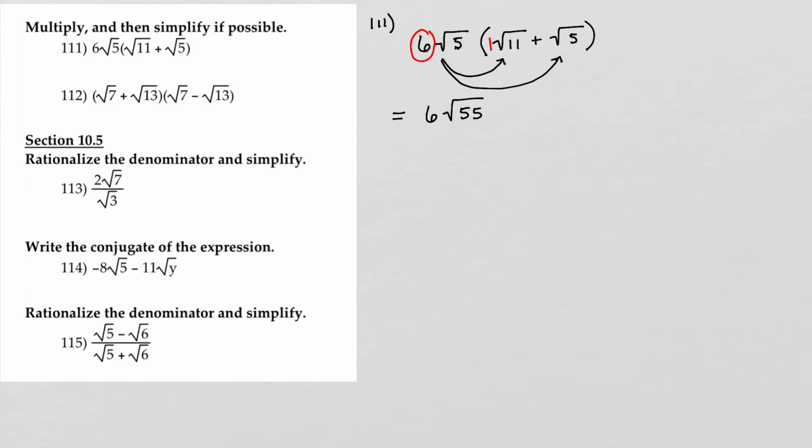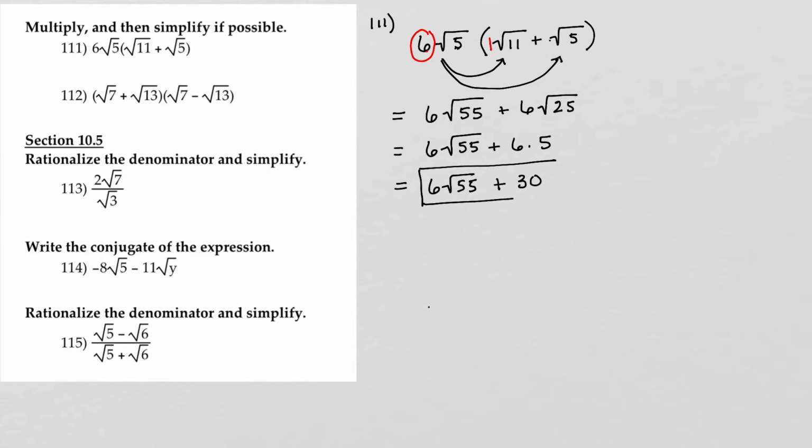Now I'll distribute to the next term, and it's 6 times another 1 in front, so that's going to be a plus 6. And the square root of 5 times the square root of 5 gives me the square root of 25. And then I look to see what I can simplify. So the square root of 55, that's just 5 times 11. There's no way to break that down to a perfect square times another number, so that's just going to stay 6 times the square root of 55. And then I have 6 times the square root of 25, and since 25 is a perfect square, that's equal to 5, and I can write my final answer as 6 times the square root of 55 plus 30, and that is my final answer.